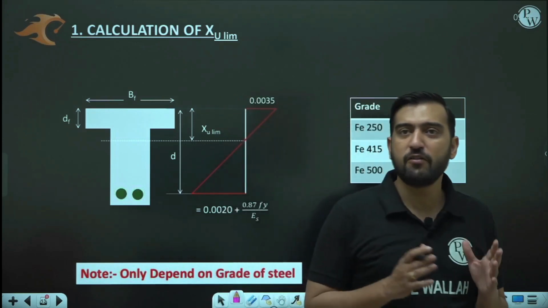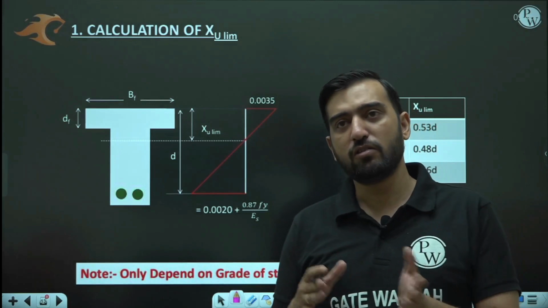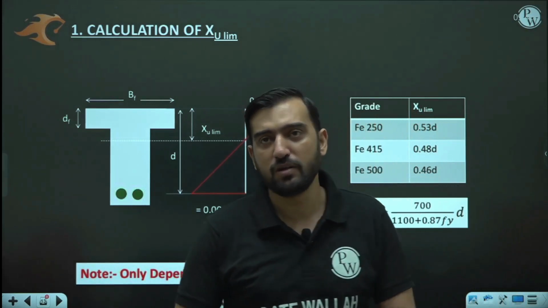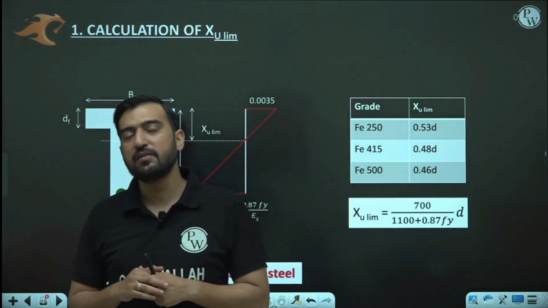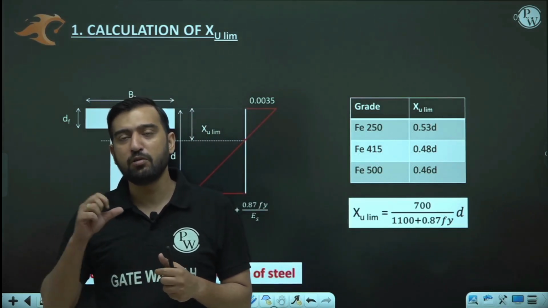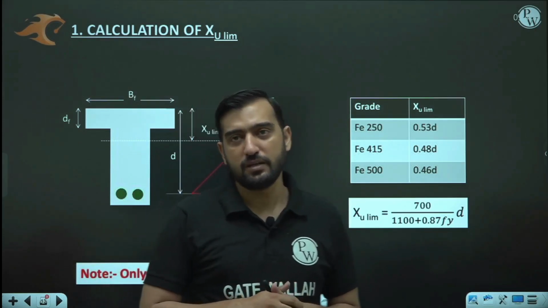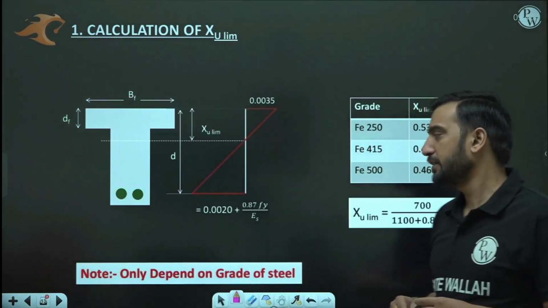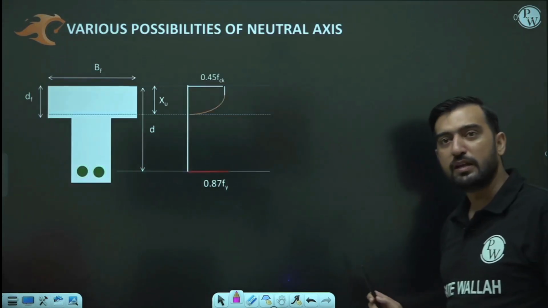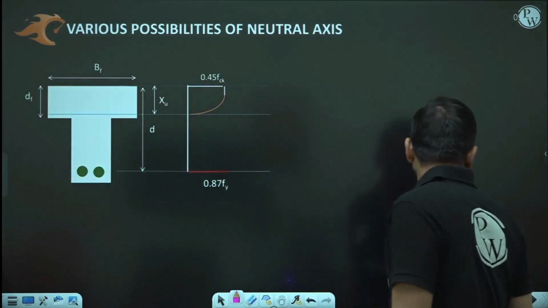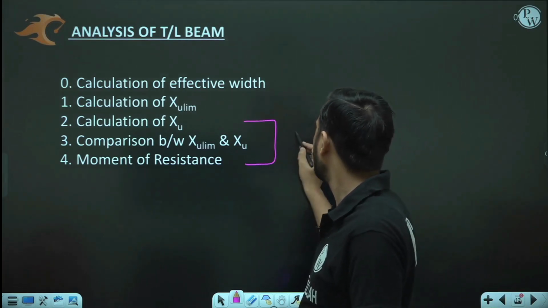So in nutshell, I want to say that limiting depth of neutral axis is a function of grade of steel only. Okay, it has nothing to do with the geometry of the cross section. It has nothing to do with the amount of steel. Okay, it only has to do with the grade of steel, isn't it? After that, step number 2, 3, 4, we are going to club.